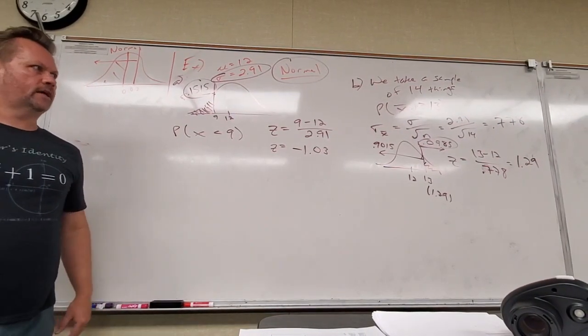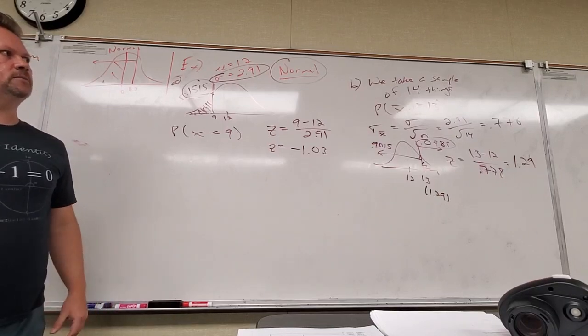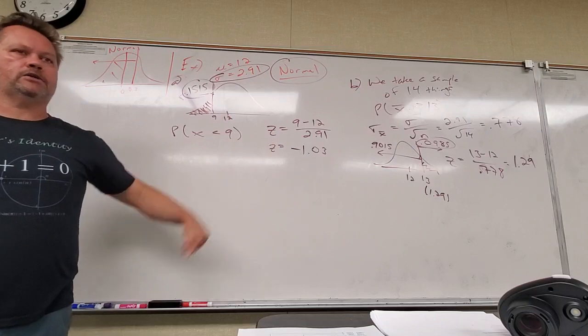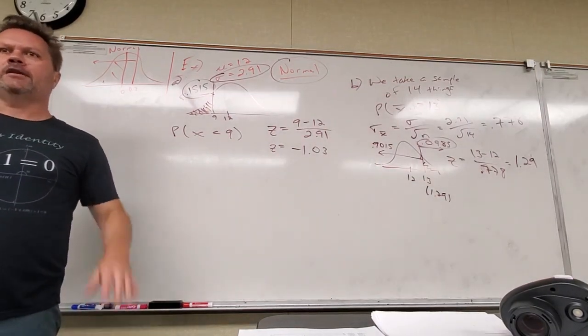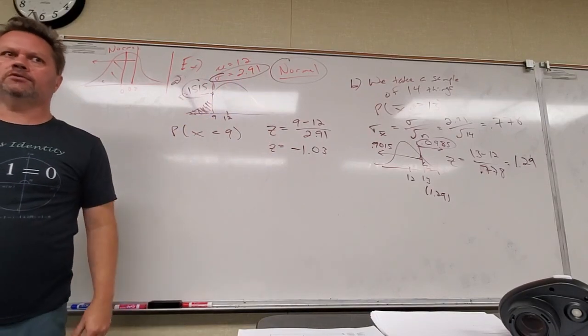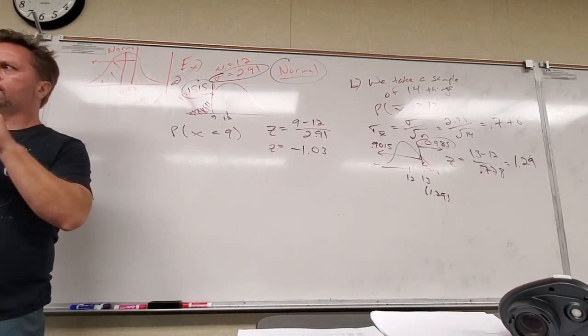Again, why does it make sense that it's a relatively low chance? Because we took a sample. The sample mean should be close to the actual mean. So to be further than 13, it's going to be a relatively low chance. Okay, maybe.